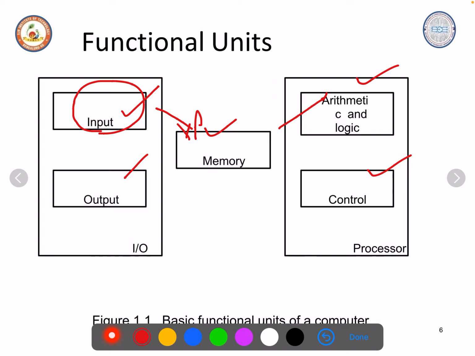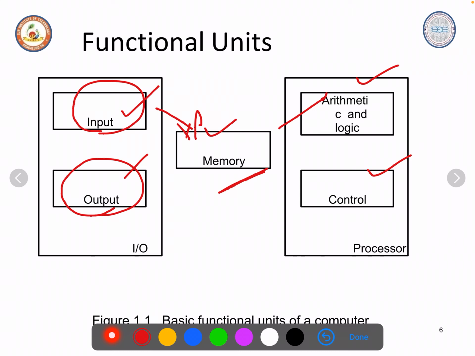This arithmetic and logic circuit will perform the desired arithmetic and logic operations. The processing steps which are determined by the program are stored in the memory. Otherwise we can say the program will be stored in the memory. Finally the result will be sent to the output unit.